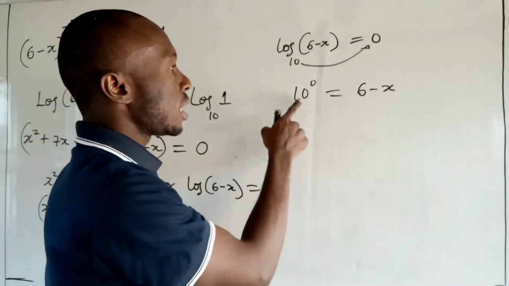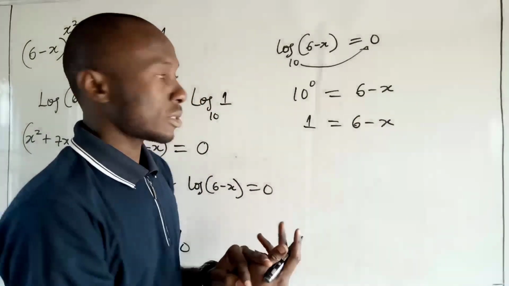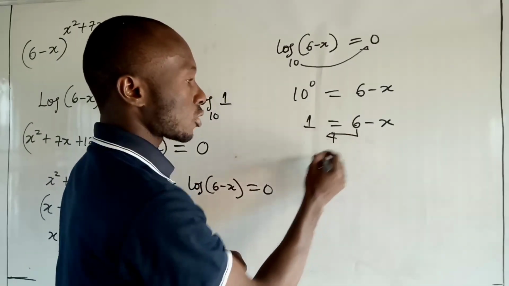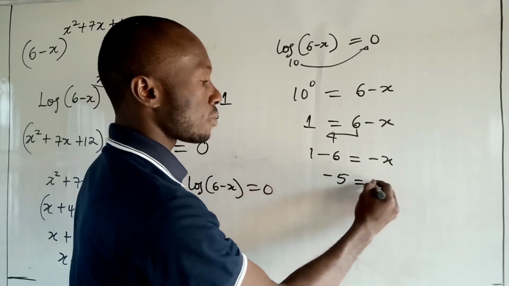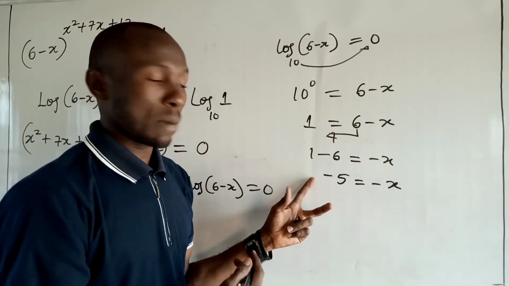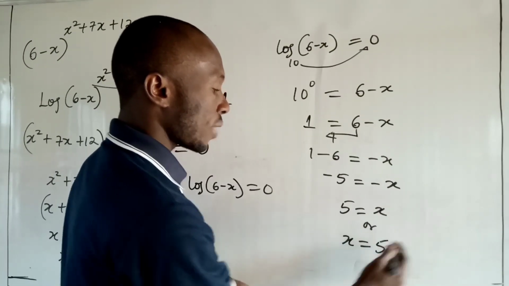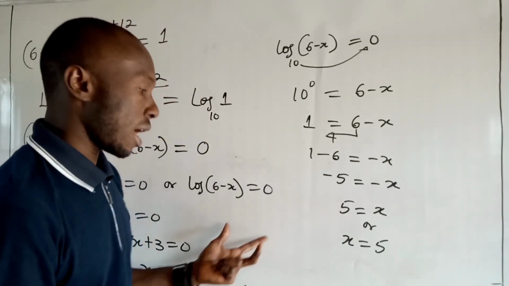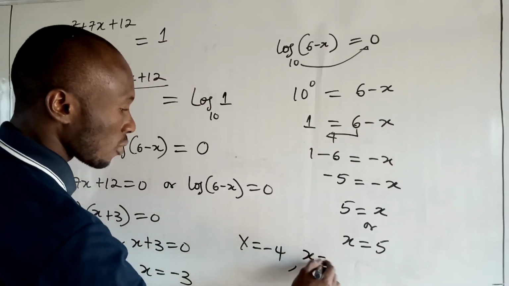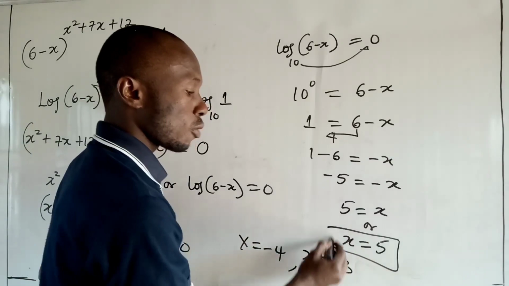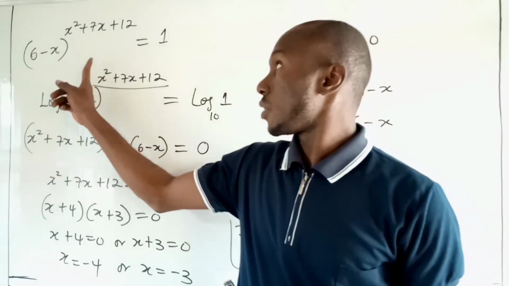So the next thing, 10 to the power 0 is same as 1, so 1 is equal to 6 minus x. And you want to collect like terms, so 6 comes over here. So you have 1 minus 6 is equal to minus x. And 1 minus 6 gives me minus 5 is equal to minus x. And if you divide both sides by minus 1, you have 5 is equal to x, or x is equal to 5. So the values for x we have are x is equal to minus 4, or x is equal to minus 3, or x is equal to 5. So viewers, these are the values of x that will satisfy this given exponential equation.